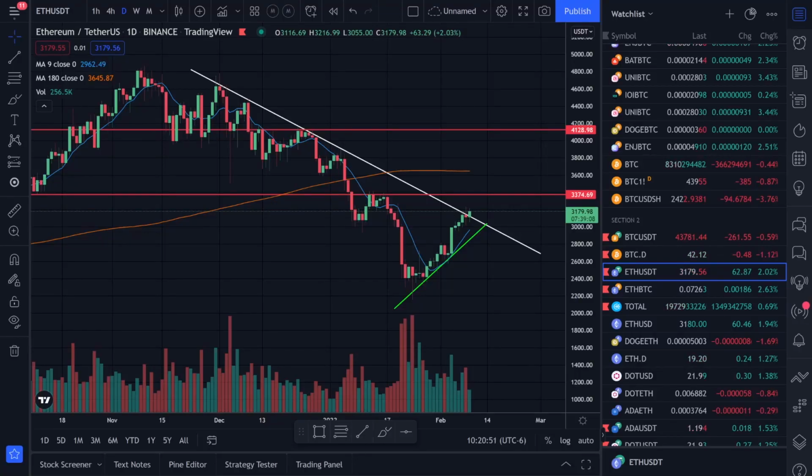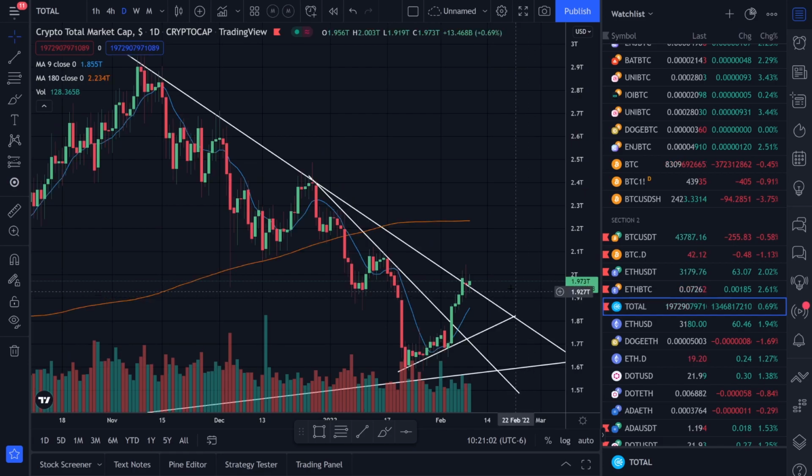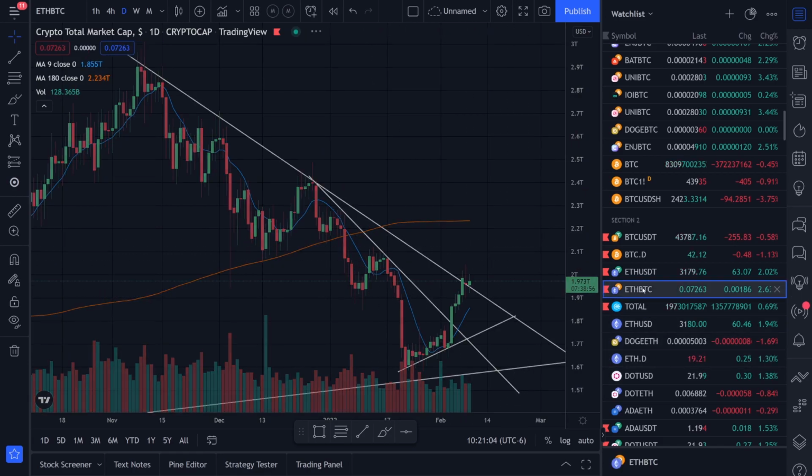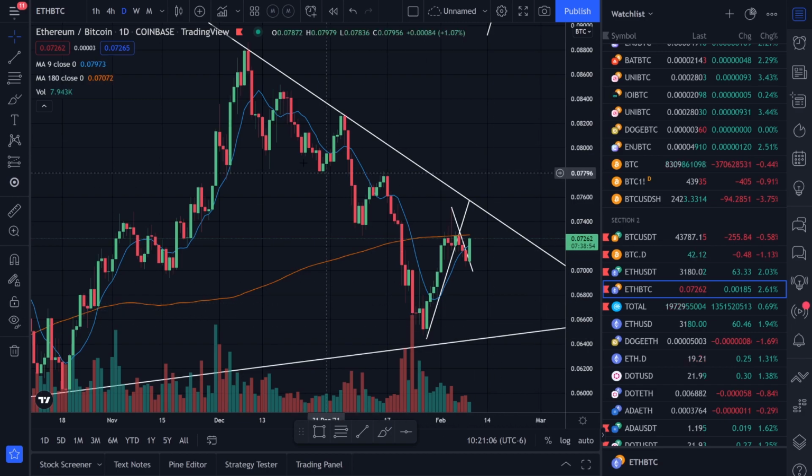Let's take a look at the chart action for Ethereum. Okay, so in this video, we're going to be taking a look at the different Ethereum charts. We've got the Ethereum to US dollar chart, and then we'll take a look at the total crypto market cap to see what the total market's doing, and then we'll jump over to the Ethereum to Bitcoin chart to see which one is doing better, Ethereum or Bitcoin.